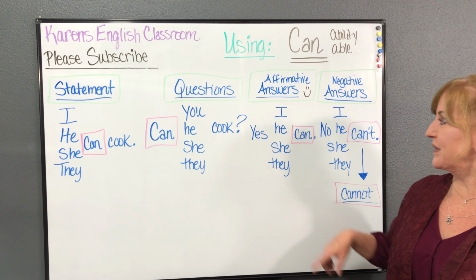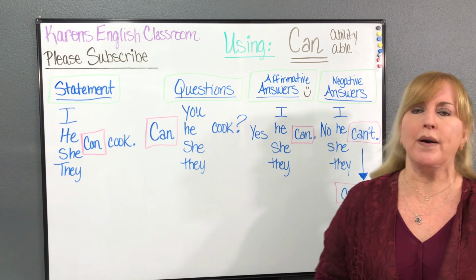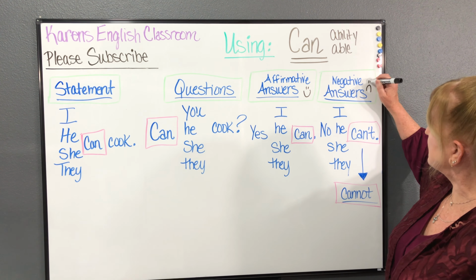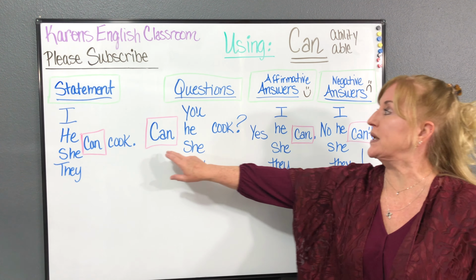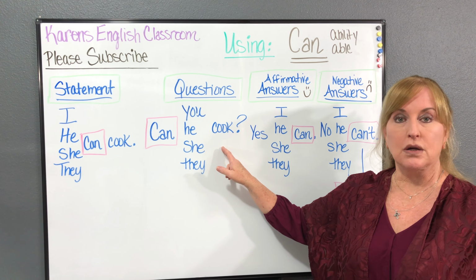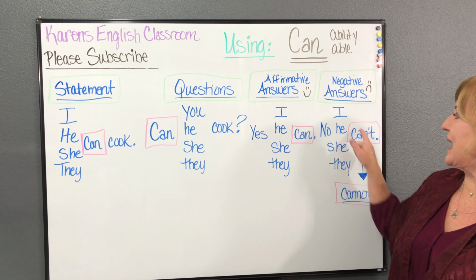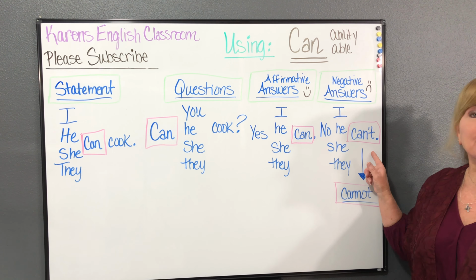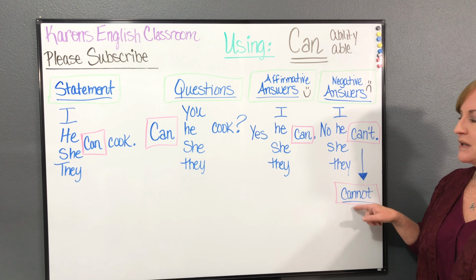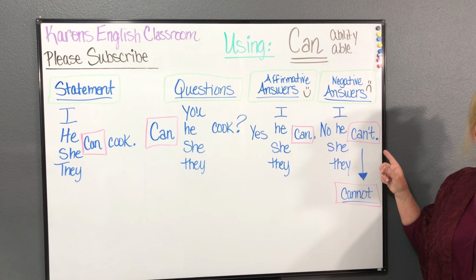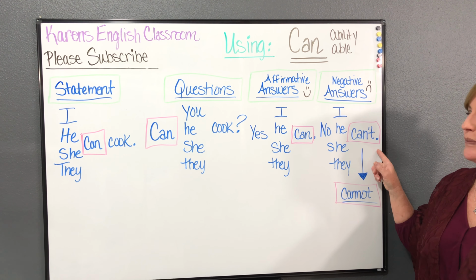They know how. Now, if I have a negative answer and I'm like, nope, no, we'll put a little sad face, because these are negative. This is no. So if I ask a question, can you cook? I say, no, I can't. Now, I can also say cannot. Cannot and can't are the same. Some people say can't. Some people say, no, I cannot. Usually can't, I think, is more popular.